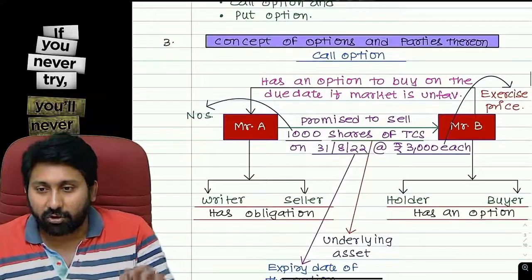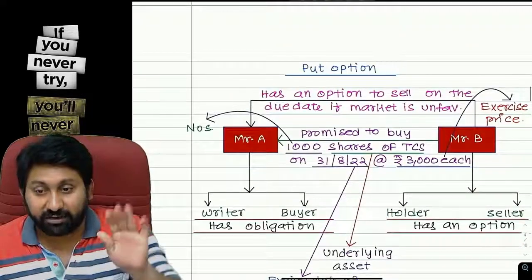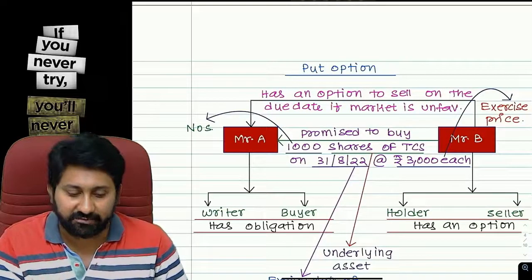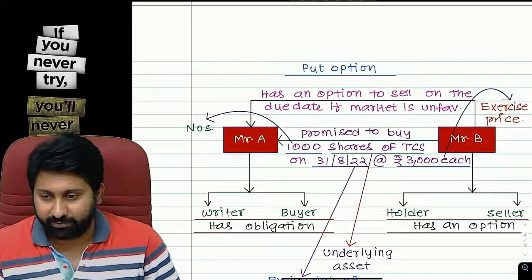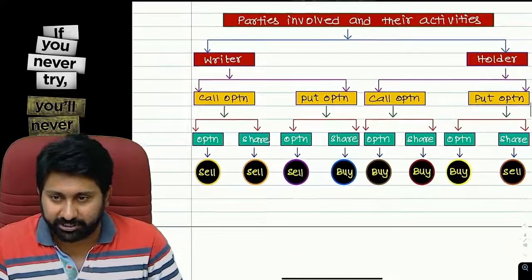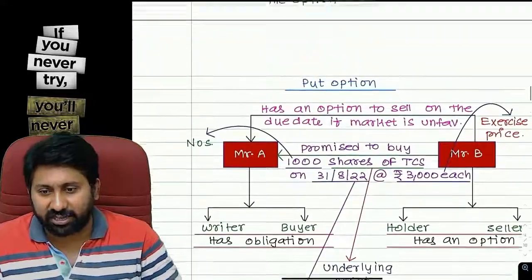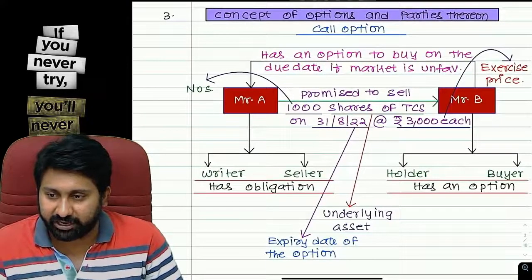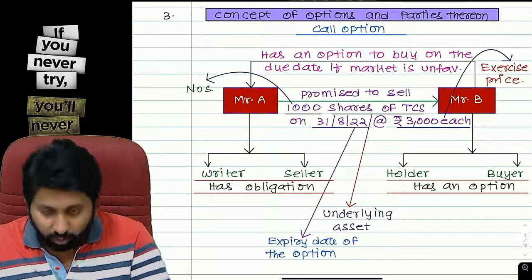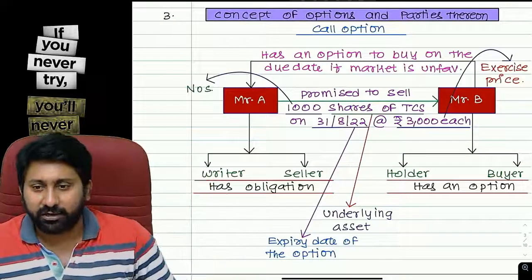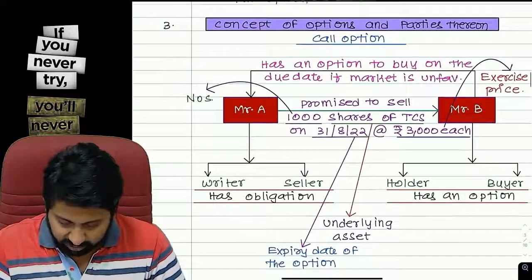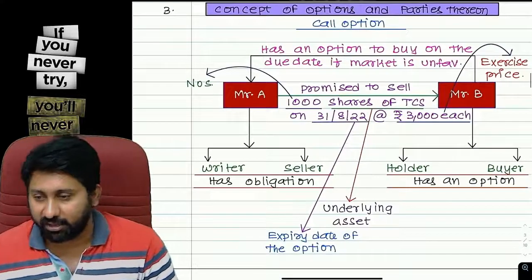So call option and put option work like this. One person only has an obligation; the other person has a beautiful option, with no obligation. The parties involved in their activities, I will discuss later once we complete this part of writing. For the put option, just interchange this, the converse of the same concept. First copy this down.